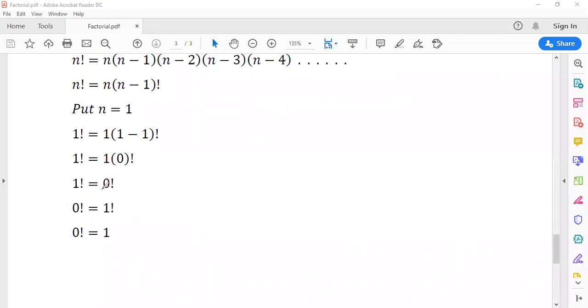1 factorial equal to 1 into 0 factorial can be written as 0 factorial equal to 1 factorial. As we know, 1 factorial equal to 1, so we get 0 factorial equal to 1. This is the reason how we get 0 factorial equal to 1.